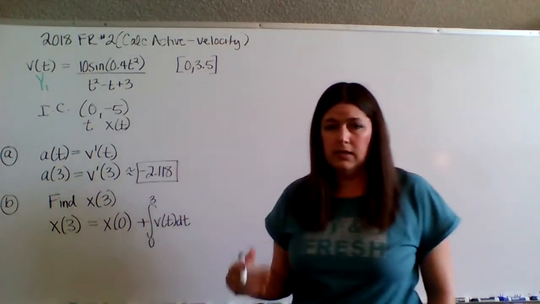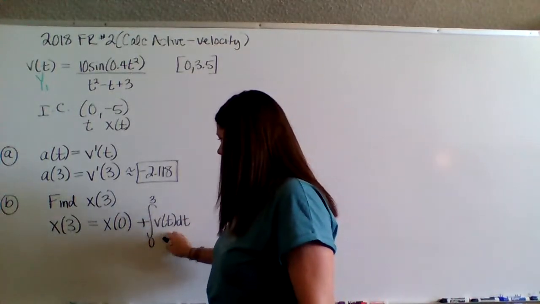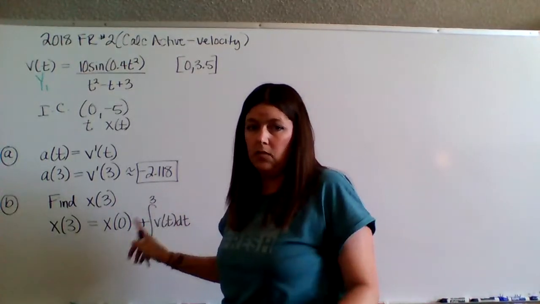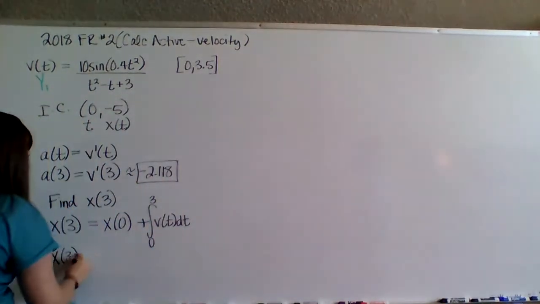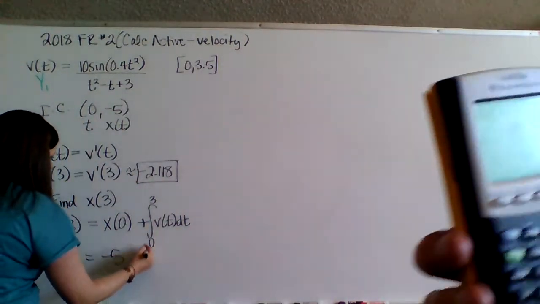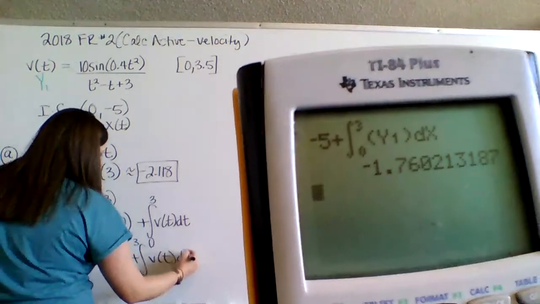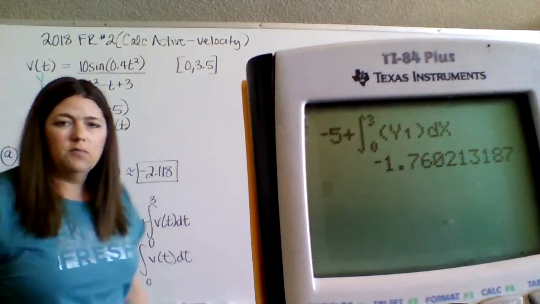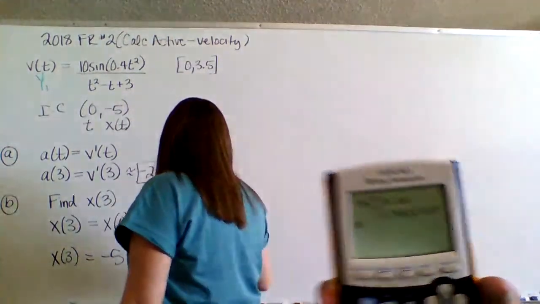Right? If velocity is linear with respect to time, and we're doing that for a certain time frame, we're just going to get the regular units back, and we're going to add where we start. So x of 3 should equal -5 plus the antiderivative from 0 to 3 of v of t dt. And then we are going to math 9 that and get -1.760.